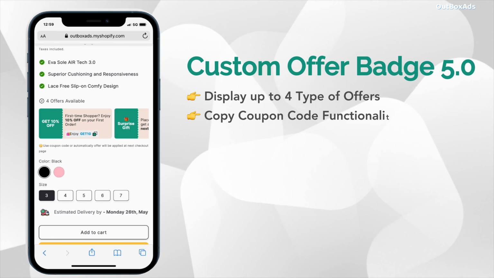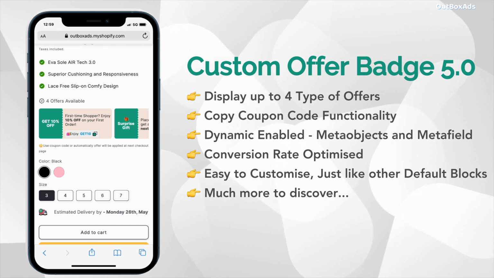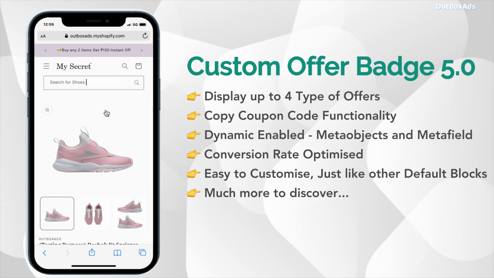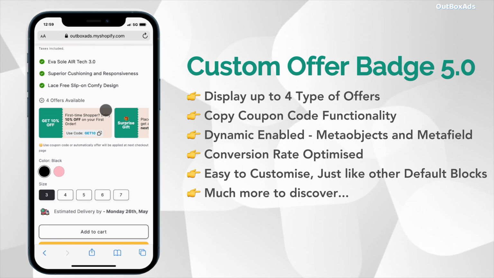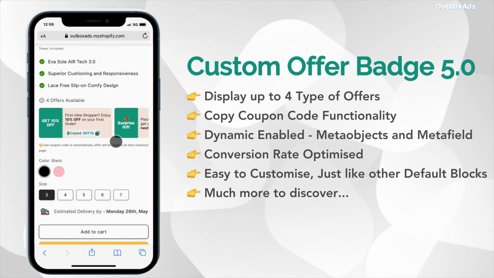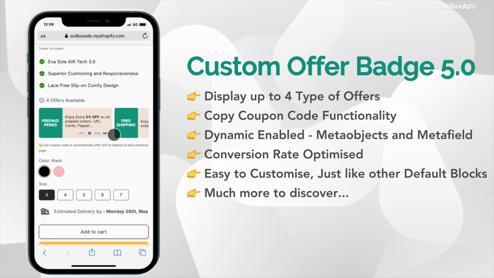You can highlight percentage off, free shipping deals and some other special deals, anything you want to promote. It's fully customizable and works seamlessly with your theme, just like other default blocks. And yes, you can make it dynamic as well using metaobjects and metafields. I will show you in the last part of the video.